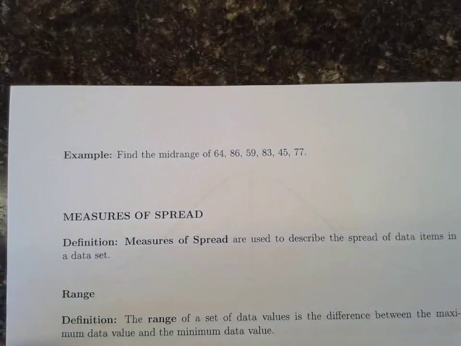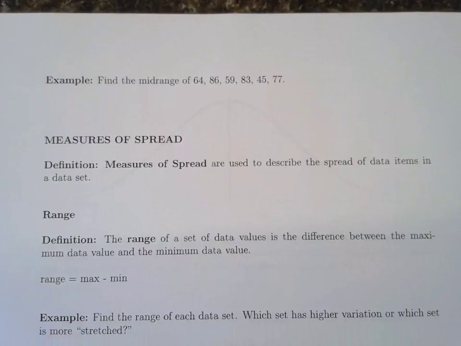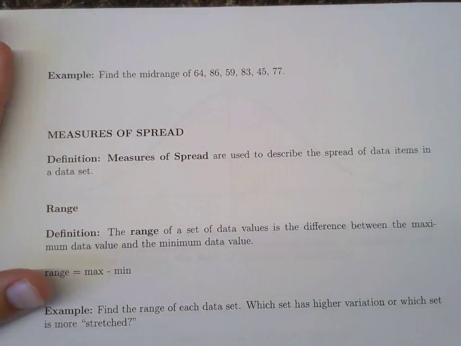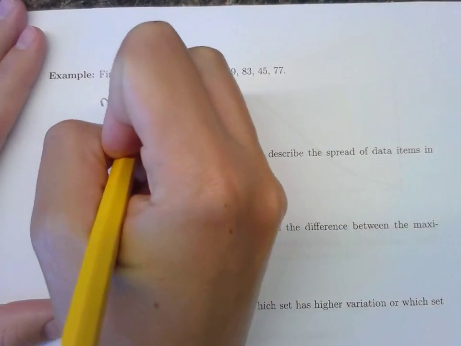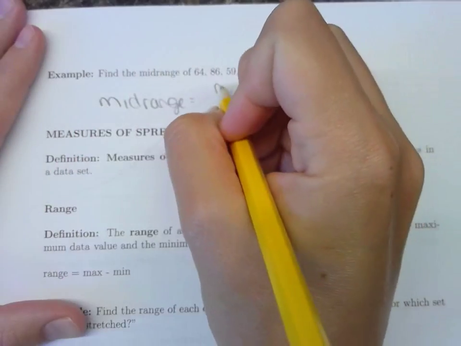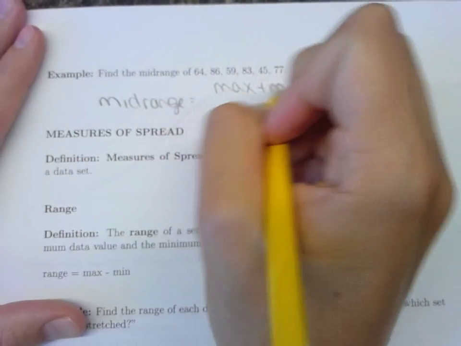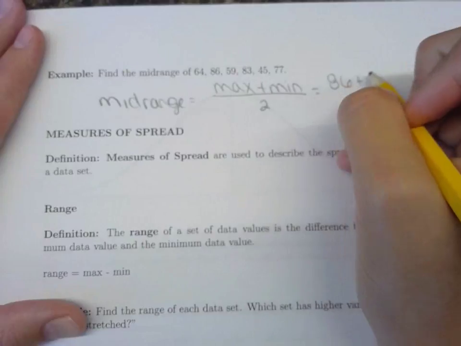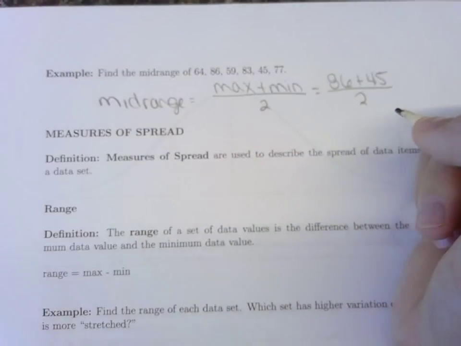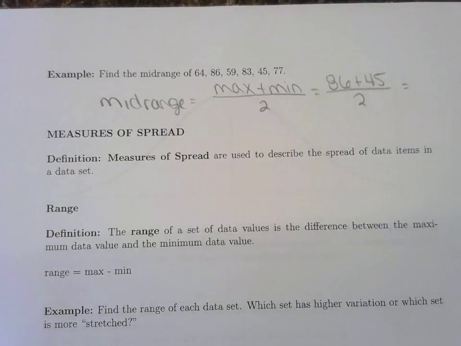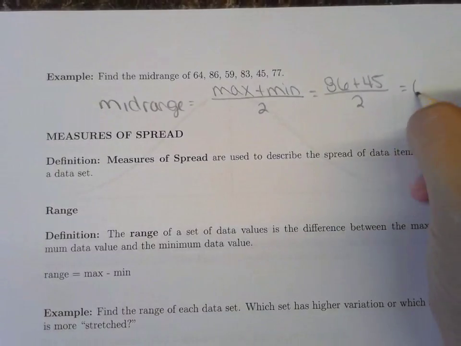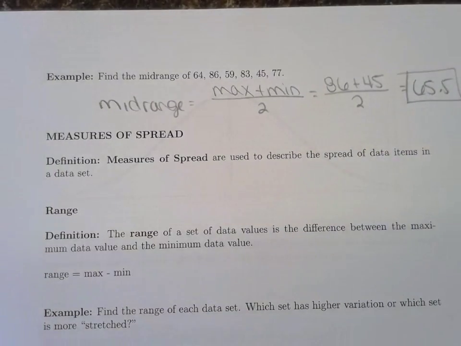All right, so on to page 12. We're going to find the mid-range of 64, 86, 59, 83, 45, and 77. So we've actually already found the median for this. So now we're going to find the mid-range. I'm just going to write out the definition first. The mid-range is the maximum plus the minimum divided by 2. The maximum value is 86. The minimum value is 45, and then we divide by 2. Go ahead and add that together, divide by 2. 86 plus 45 divided by 2. I got 65.5. Okay, so for this data set, we found the mid-range is 65.5.